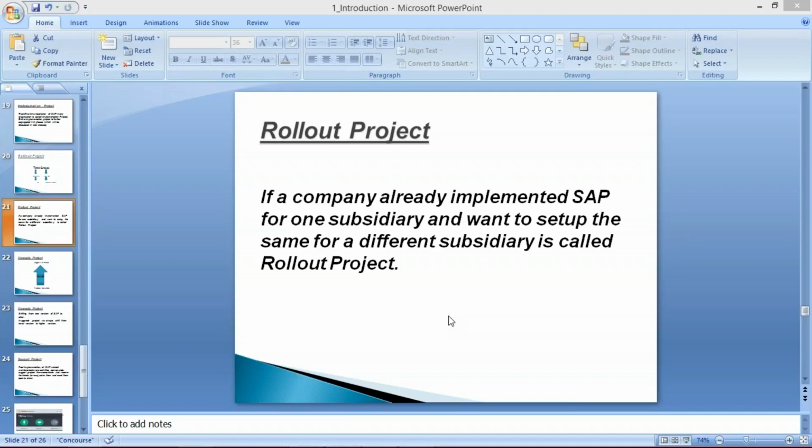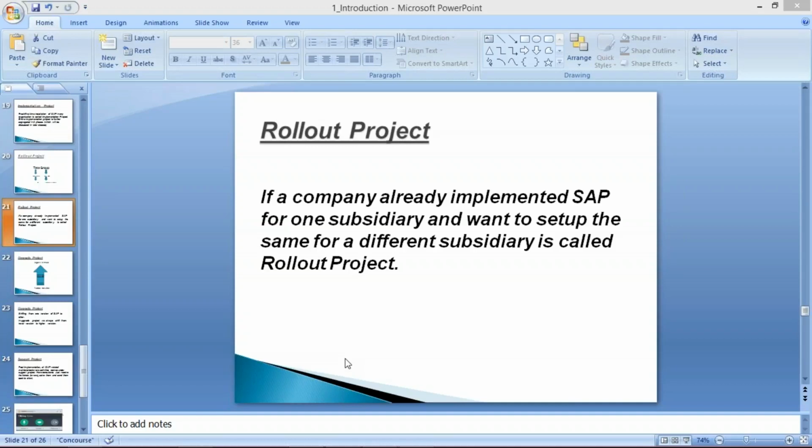As I said, in implementation we are going to perform 100% of the activities, whereas in rollout we are going to perform hardly 70% or 60% of the activities. In the sense, 60% or 70% of the configuration steps we are going to follow during a rollout project. 30% we are going to use from what was already done for the previous subsidiaries; those settings we are going to use. For now it is just theoretical, since we have not started practical. Once we start the practical session, you will understand very well.